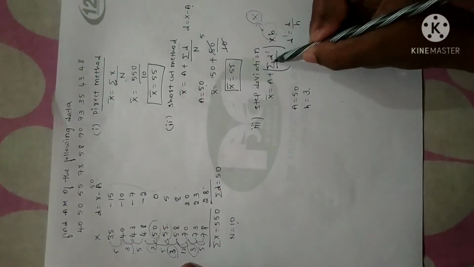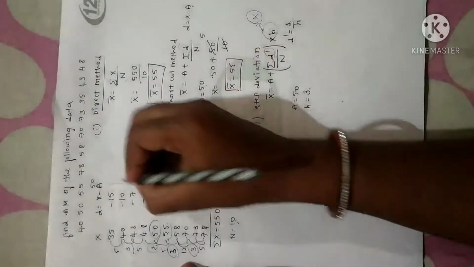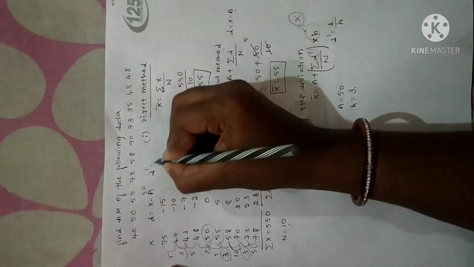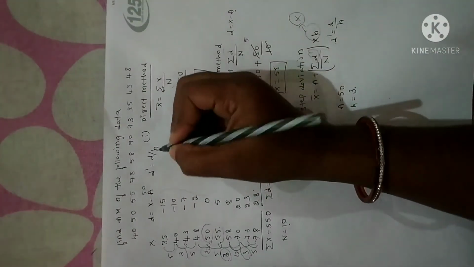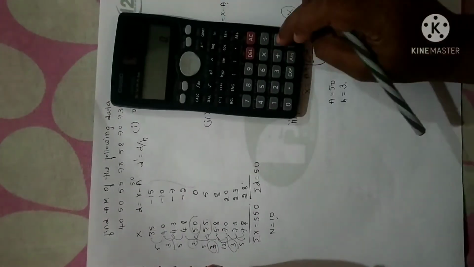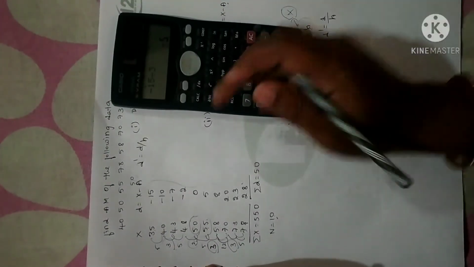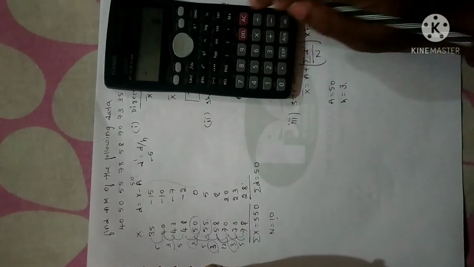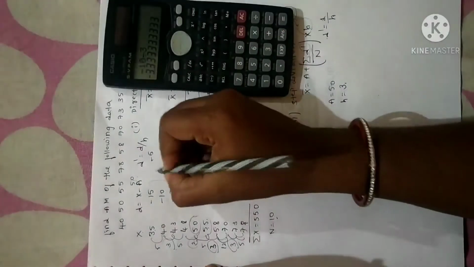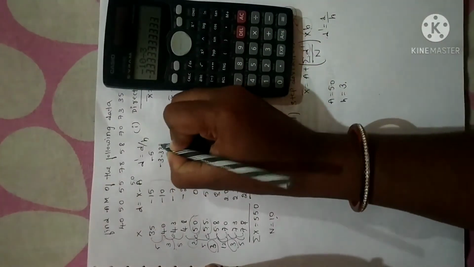Now what I have to calculate is d dash. d dash is given by d by h. So let me calculate d dash here only. d dash is equal to d divided by h. So let me divide: minus 15 divided by 3 will give us minus 5. Minus 10 divided by 3 will give us minus 3.333.